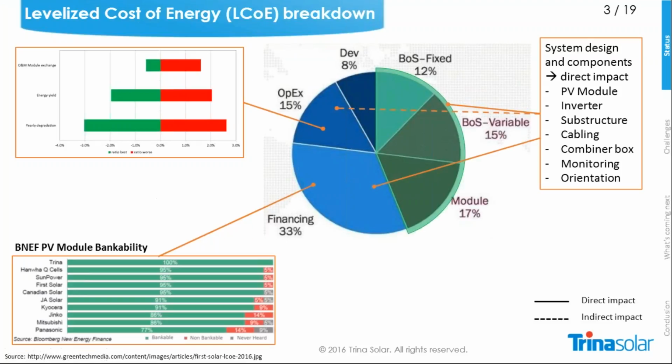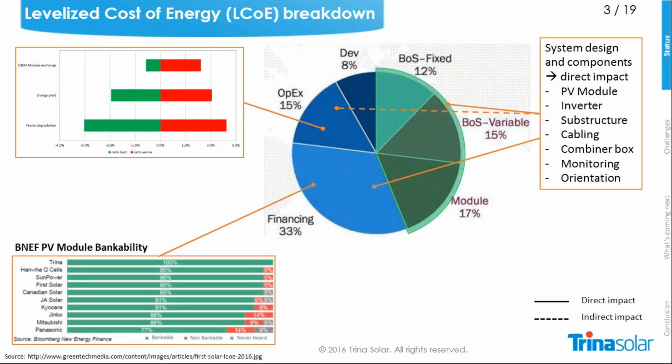Why do we speak about this? The status is, as you know, we have the levelized cost of energy and there's a certain breakdown. On this slide, I want to show you the impact on the different categories of the cost breakdown. The cost breakdown has a balance of system part, the BOS part, separated into a fixed part, for example inverters, and a variable part, for example substructure, cabling, and the module. The green marked area is the system design and the components.